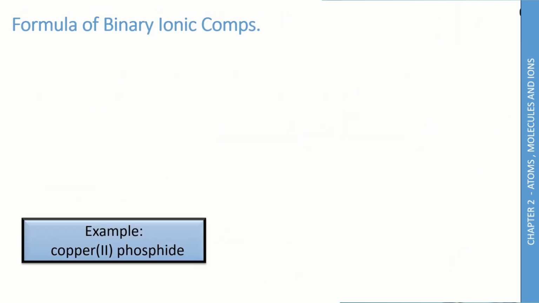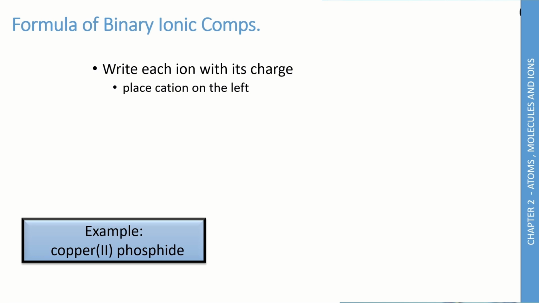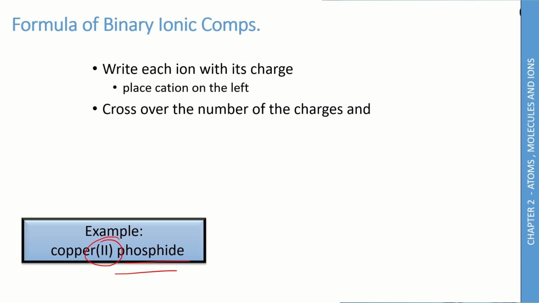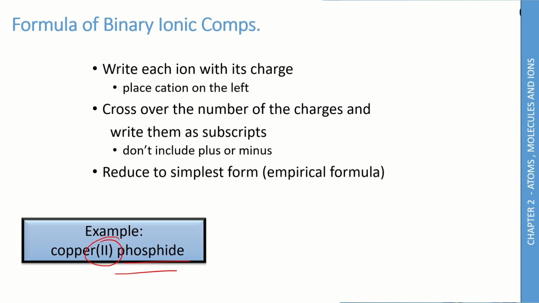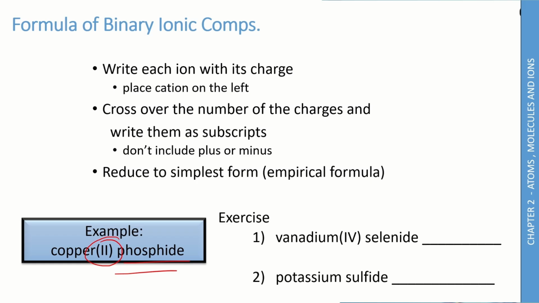Okay, let's go to this. When you write down the formula, I need to cross over the number of the charge. For example, here we have copper 2, so I have the charge of the copper, and I have phosphide, so I know the charge of phosphide, right? So you cross over, and then we write it as a subscript. Don't include plus or minus, okay? Reduce to simplest form, empirical formula.